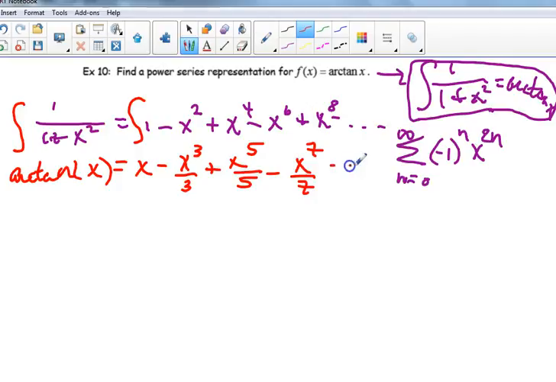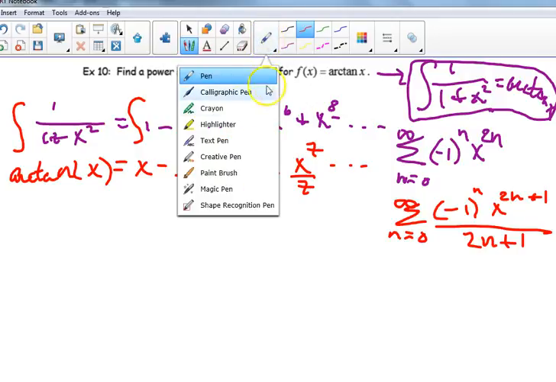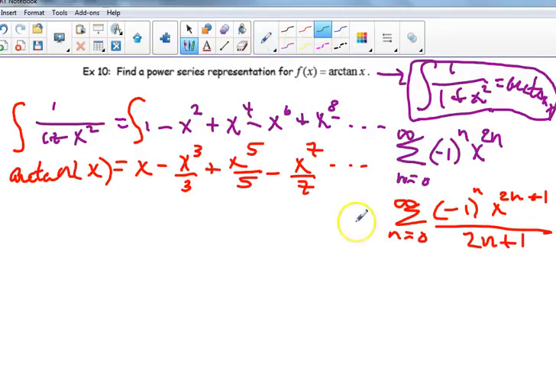If I do that for my general term, I'm going to have the sum. -1 to the n is not affected. That's a constant. But x to the 2n plus 1, I'm adding, and then I'm going to divide by that new exponent, which is 2n plus 1. I'm still starting at 0, and I'm going to infinity. Pretty sweet. So I added 1 to the exponent, divided by the new exponent, which is the rule for polynomials. So there's my series.